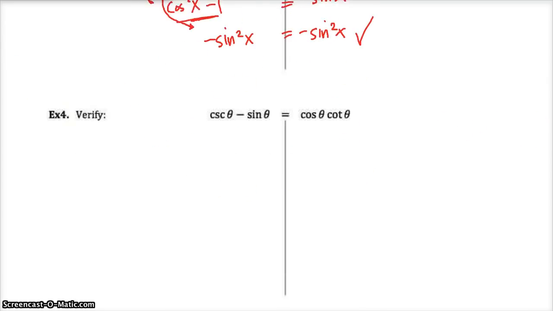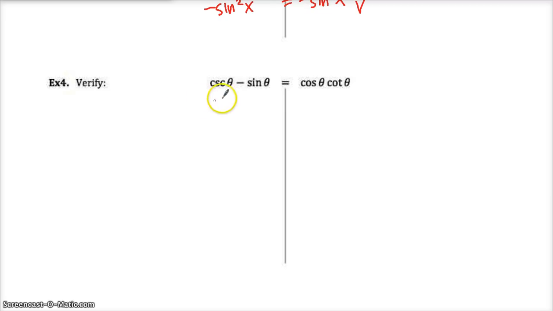All right, moving along, example 4. I'm trying to do as many as I can in 15 minutes. Okay, example 4, I'm going to manipulate the left-hand side because it's the one with the plus or minus. It's easier to get rid of a plus or minus than it is to put one in. So I don't see anything to do other than to replace cosecant with sine. So on the left-hand side, I'm just going to do 1 over sine theta minus sine theta.